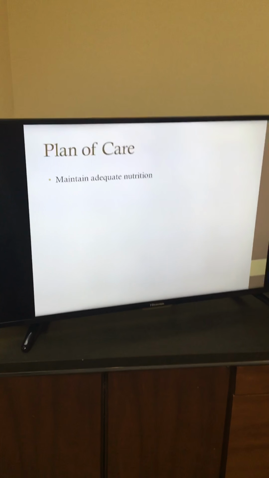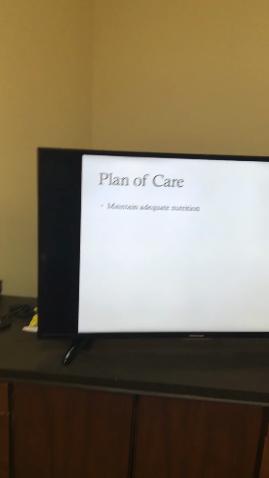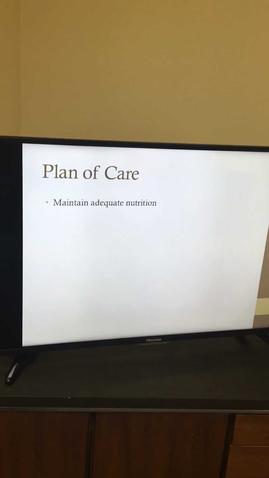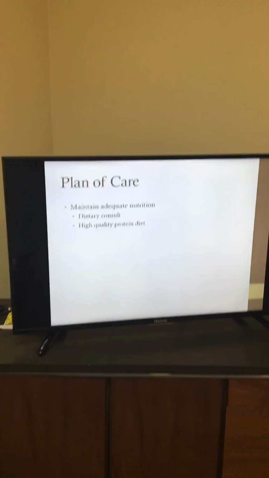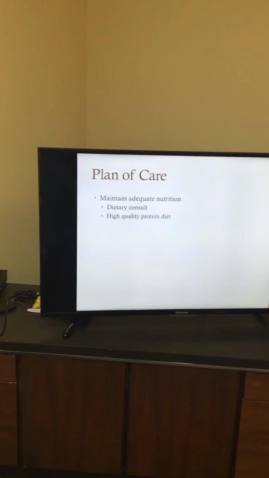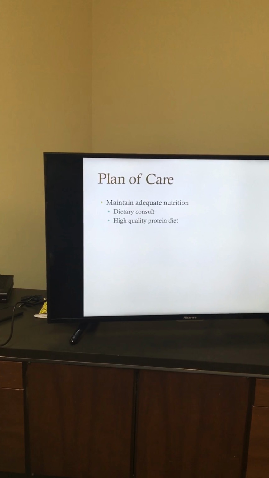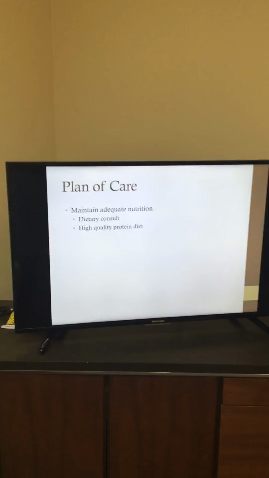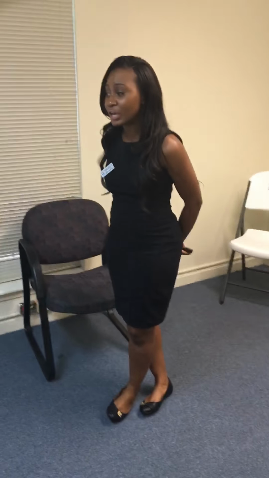Our next plan of care will be to maintain adequate nutrition. Because the kidneys aren't working as they should, sometimes they have a hard time excreting the things that they should excrete. So we would get a dietary consult to begin with for our dietitian to tell us what they can and cannot have. And one of the things we would want to put them on would be a high protein diet. We also want to include a diet that would be high in carbohydrates. We would want to weigh them daily.